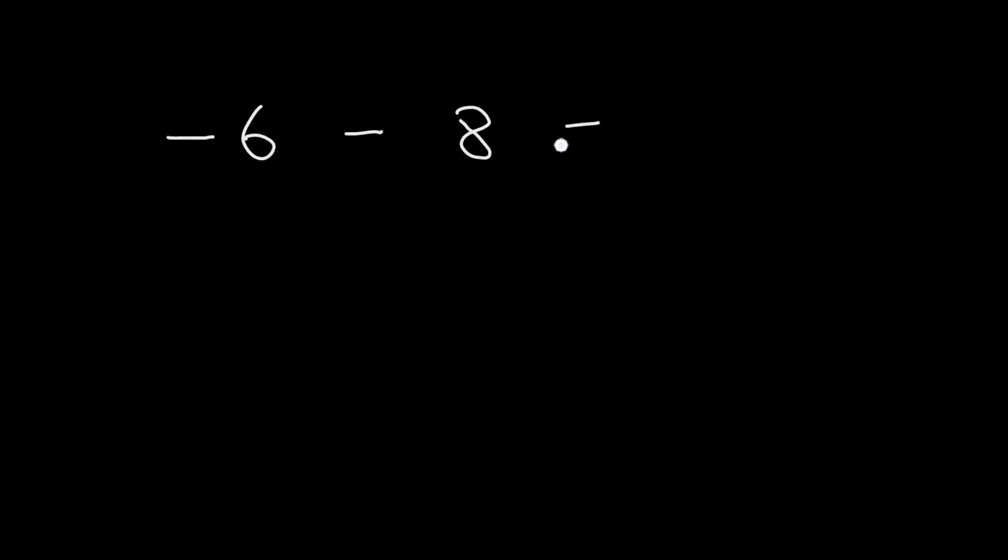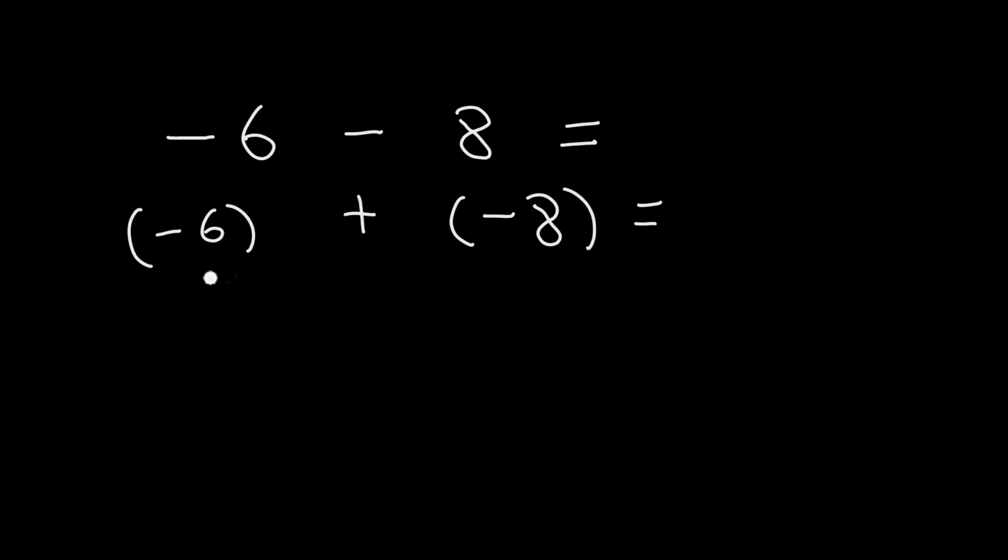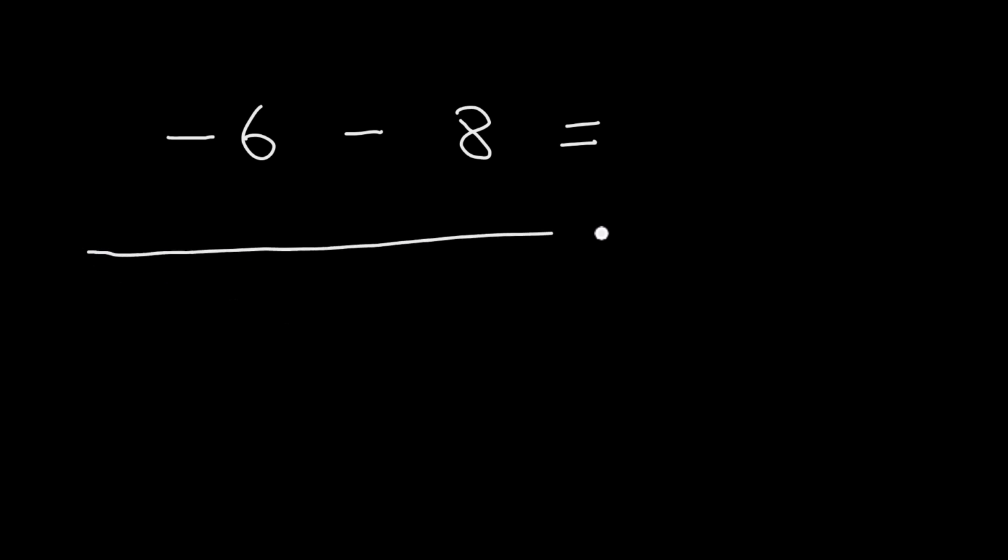Now, let's talk about these kinds of problems. This problem here is the same as negative 6 plus negative 8. Don't get confused. We haven't changed the numbers. They're still the same, as you can see. And now, we're adding two negatives. When we add two negative numbers, the result is always negative because we're moving further left on the number line. Final answer, negative 14.